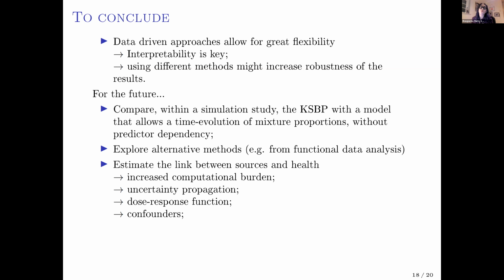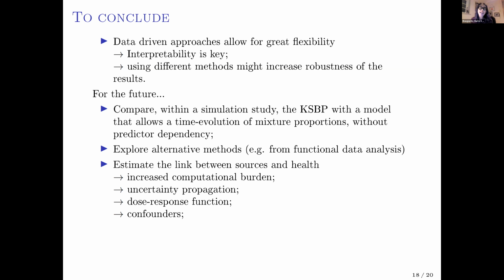Now, for the future, we would like to compare, possibly in a simulation study, the kernel stick-breaking prior with something which is still a kernel stick-breaking prior, but does not depend on covariates, and maybe just depends on a time evolution, and see what happens. We are also now exploring alternative methods, in particular from functional data analysis, which are going to be much faster, and it's going to be really great when we can compare and see what we get.